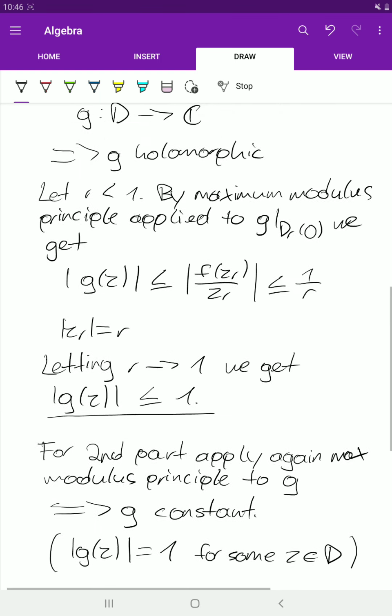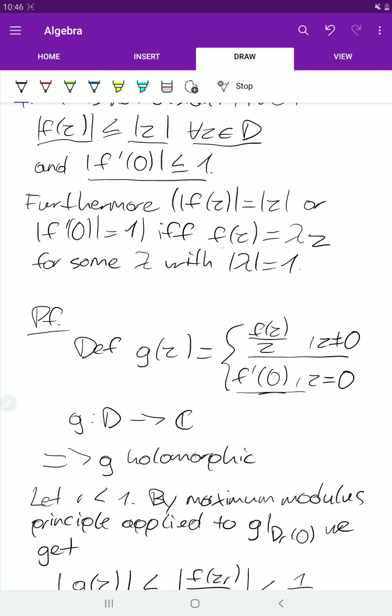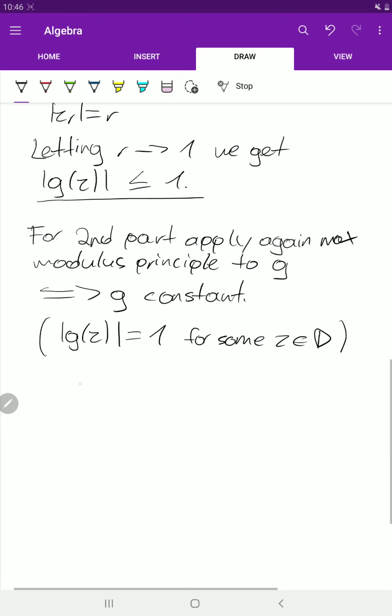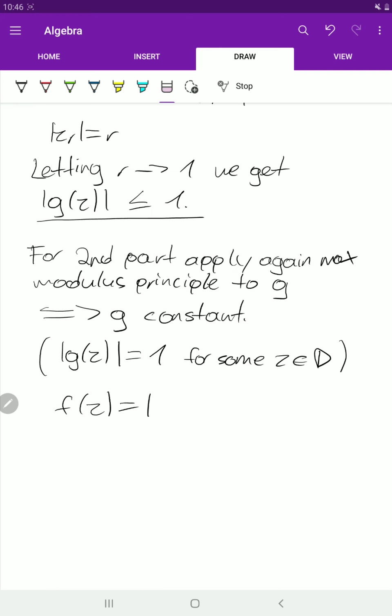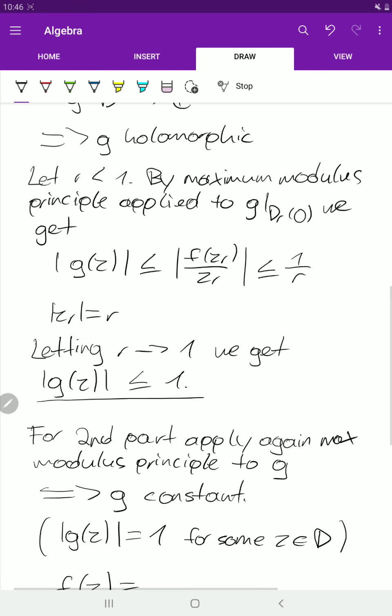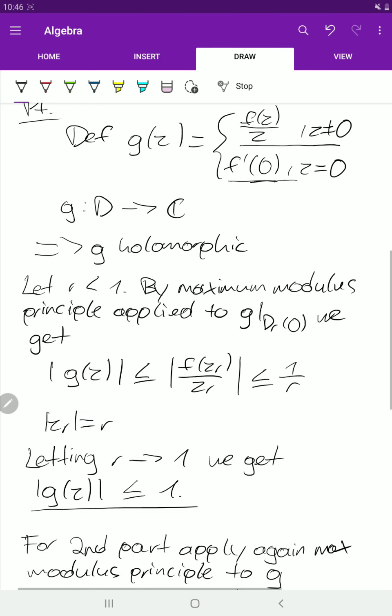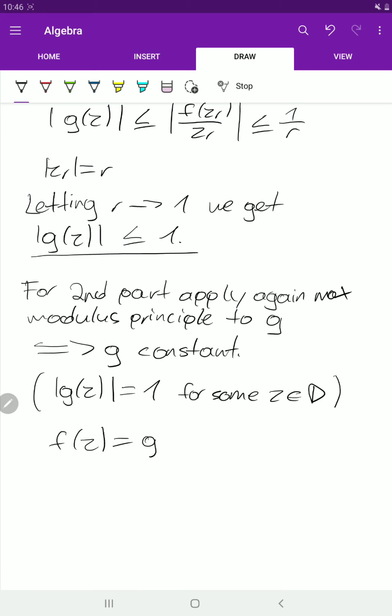And well, if g is constant, that just means that f of z is equal to lambda z, which is just, let me write it so, f of z is just g of z_0 times z. Okay, so that's the proof.